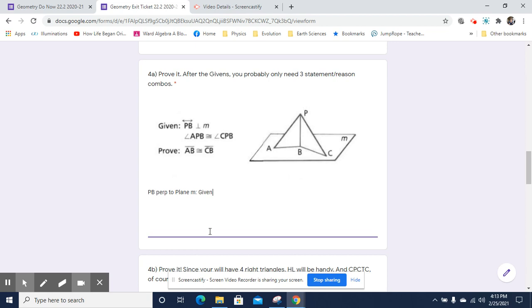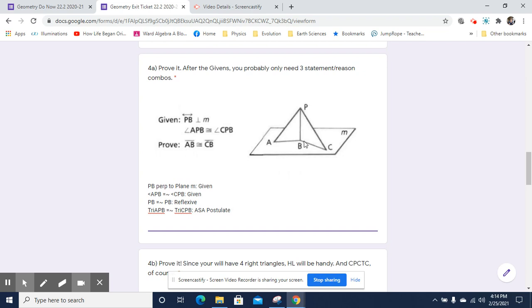So let's start. We have some givens. We know PB is perpendicular to plane M. We know that this angle APB is congruent to angle CPB. And now we can add that PB is congruent to itself because of reflexive. Then, once we know that, we can say that triangle APB is congruent to triangle CPB by the angle-side-angle postulate. This angle is congruent to this angle. These two angles are right angles because PB is perpendicular to M.